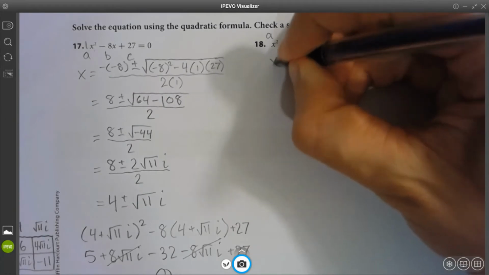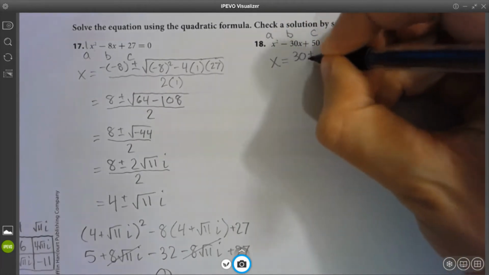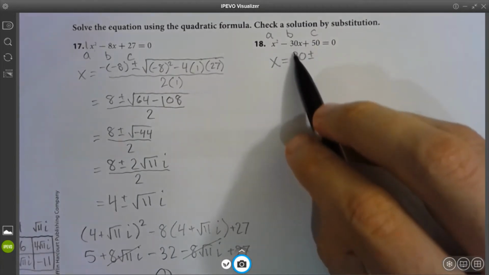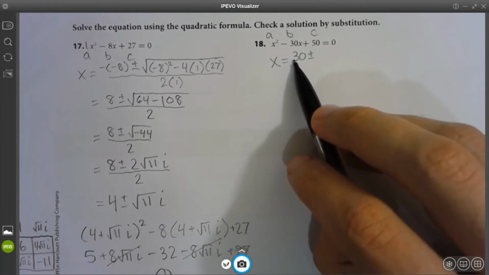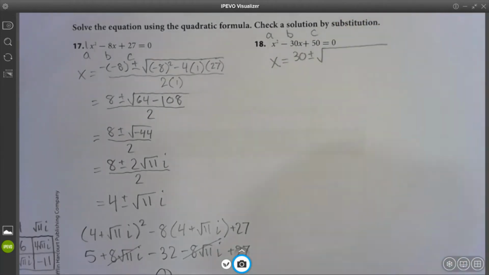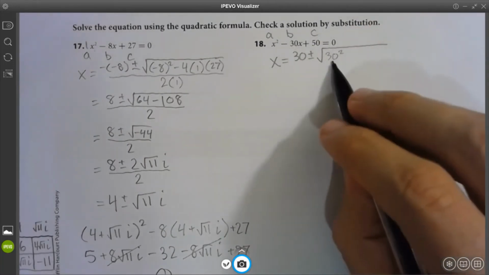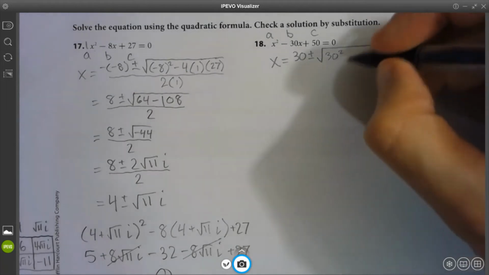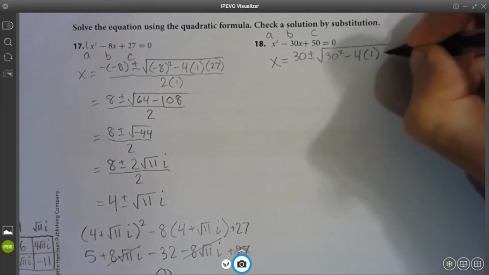Let's get started. X equals 30 plus or minus. Again, last time I'm going to note this. Since this is negative, negative of negative 30 is positive 30. 30 squared. Technically it's negative 30 squared, but that's the same as positive 30 squared, so I'm going to be lazy. Minus 4AC.